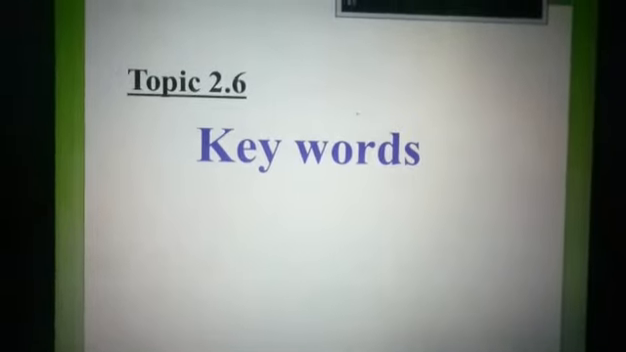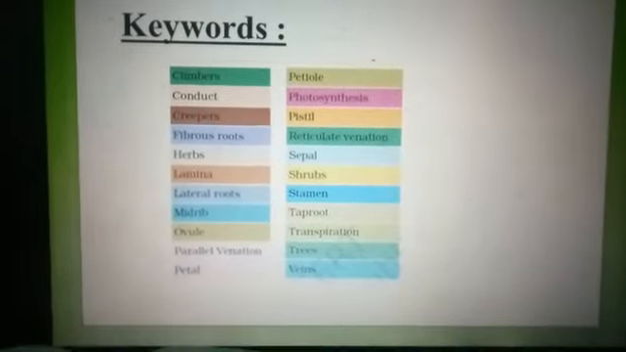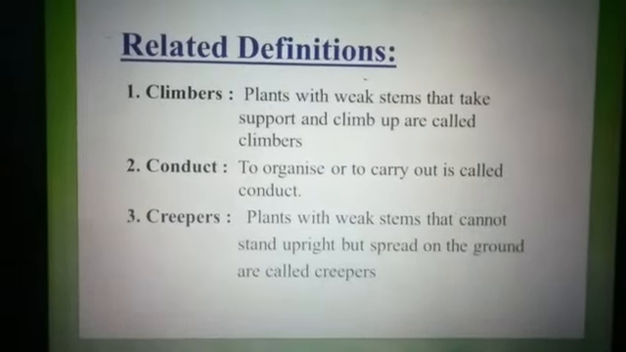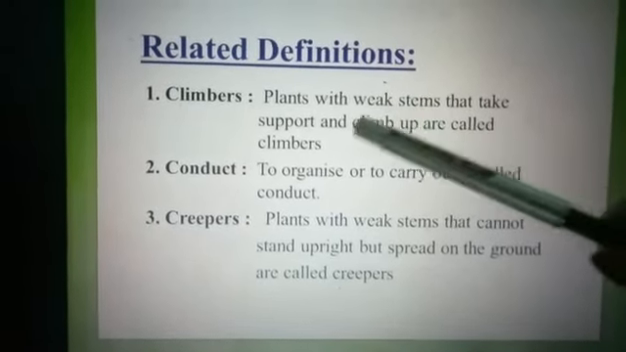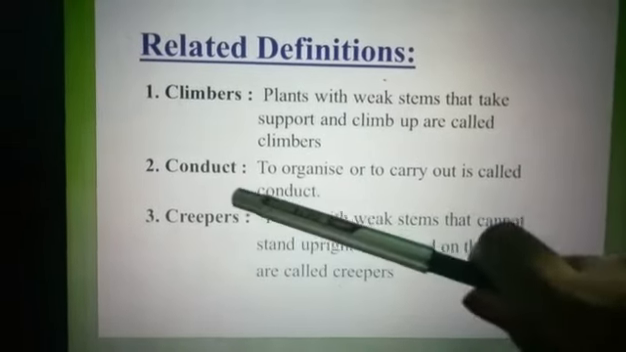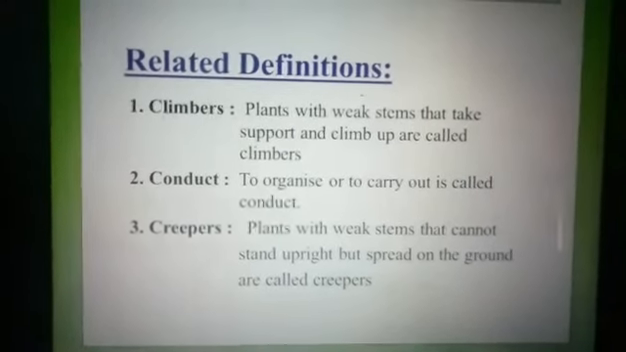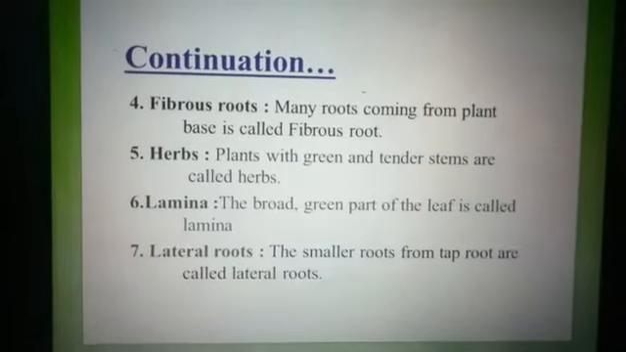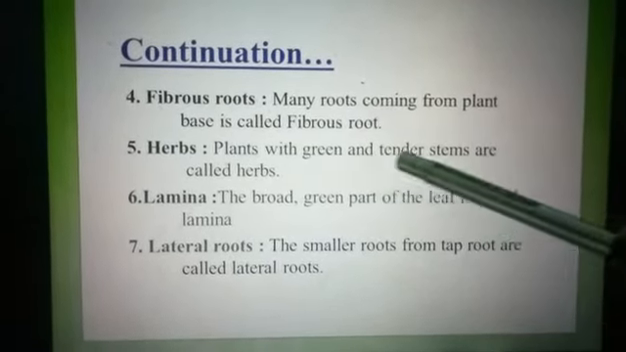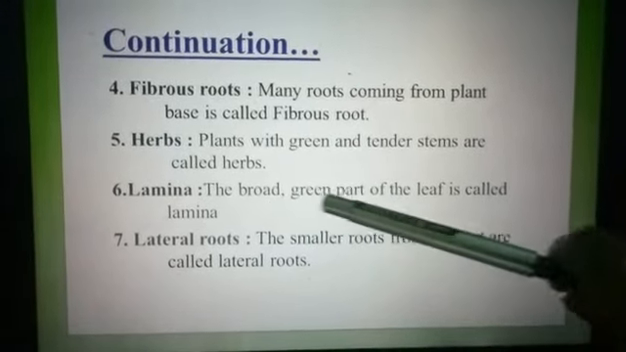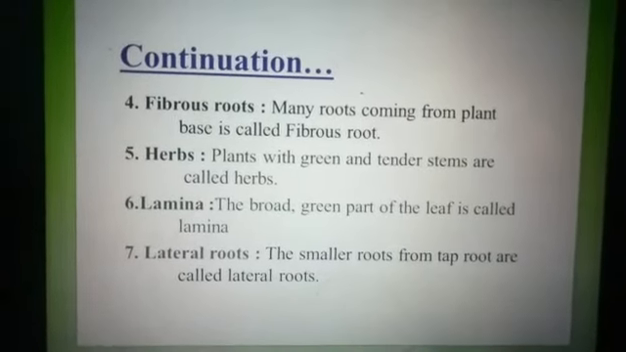Next we have topic 2.6, keywords. And in this, how many keywords are present in your chapter? Total 22. So we are dealing here one by one. A quick recap, right? Climbers means their stem is weak and they want support for climbing. Conduct means to organize, to carry out. Creepers means they are spreading on the ground. They cannot stand upright. Then fibrous, that means many roots are coming from the same base. Herbs means green tender stem, right? Lamina means broad green part of leaf. Lateral roots means smaller roots from taproot.